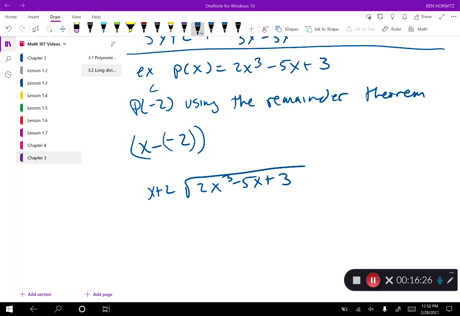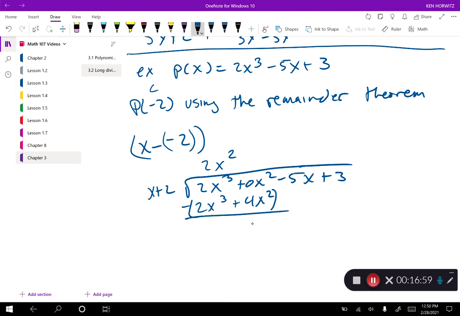All right, so hopefully you did your long division. Let's see how you did. All right, so x goes into 2x cubed, 2x squared times. So that would be 2x cubed. Actually, you know what? Let's say plus 0x squared minus 5x plus 3. There we go. And then 2x squared times 2 is plus 4x squared.